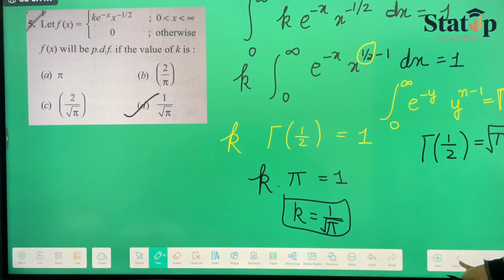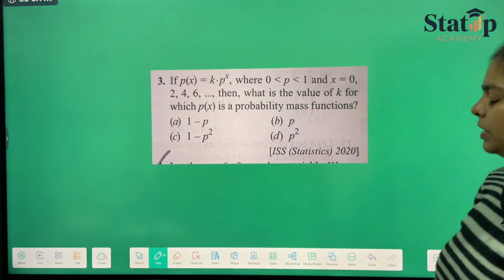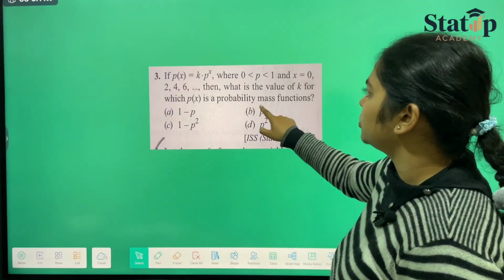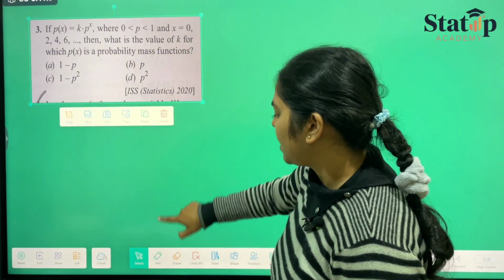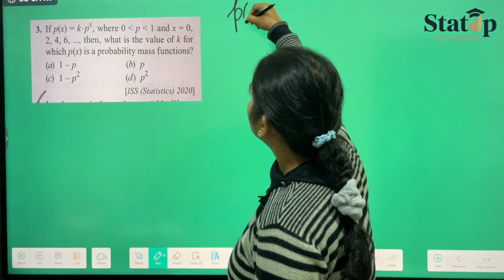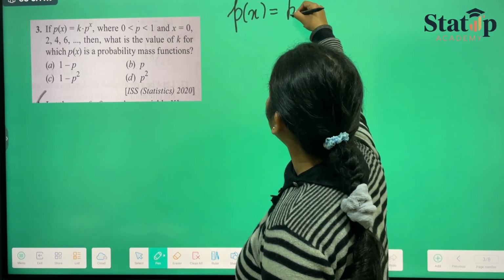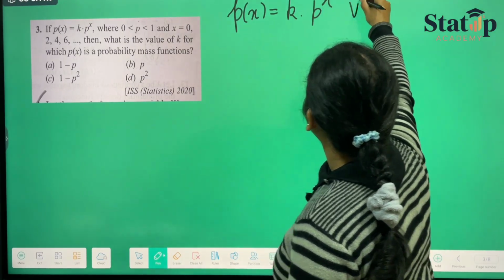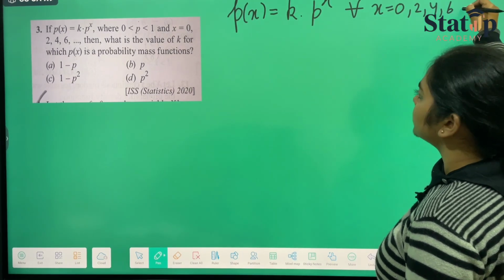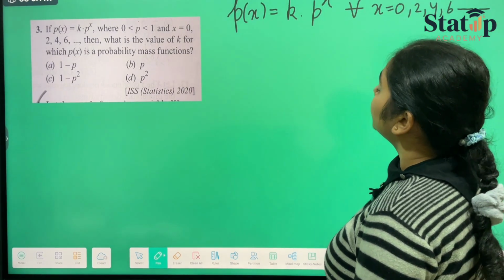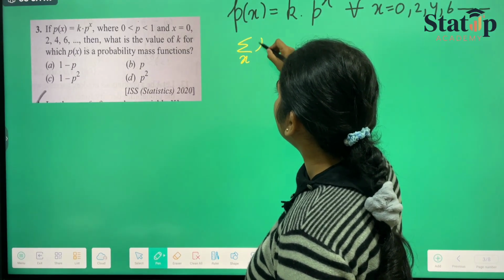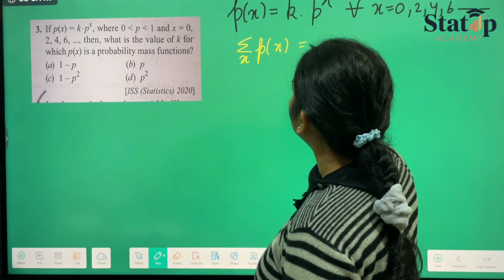Now moving forward to another question. This is one of the PYQs of our statistics ISS examination. Here we have been given the probability mass function P(x), which is equal to k into p raised to the power x, for all x taking even values 0, 2, 4, 6 and so on. Then we have to find the value of k. Now we know that summation over x of P(x) should be equal to 1.